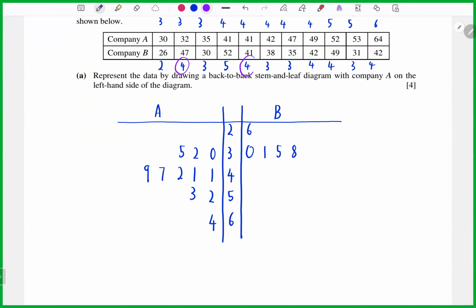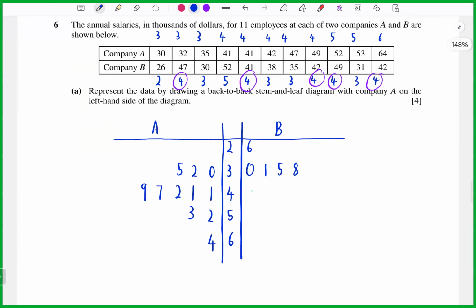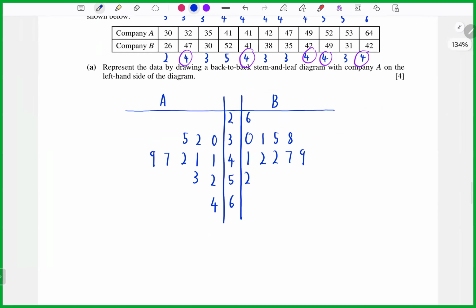Now we look at the 4. We have 47, 41, 42, 49, 42. So you can write here 1, 2, 2, and then 7, 9. And then we look at the 5. There is only one number here, right? So it's 2. And 6, nothing.